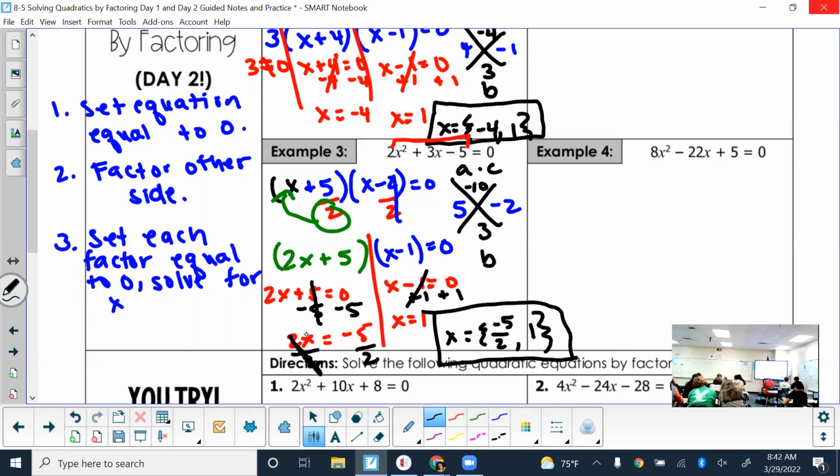It's the same steps, it's just the factoring is a little bit different. You have to remember to slide and divide when A is not 1. All right, go ahead and try number 4, and we'll go over that shortly in about a minute or 2.